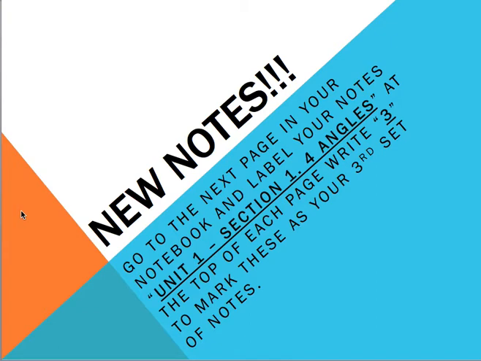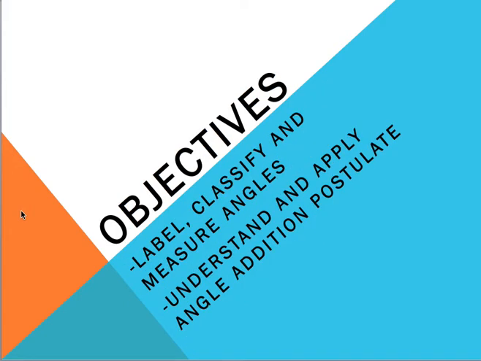Alright, so you just took notes on segment addition, so you want to either flip the page or turn to the next page and label the top of it Unit 1, Section 1.4, Angles. At the top right hand corner of this page, you want to write a number 3 to signify that this is your third set of notes. Your objectives for this set of notes are listed on the slideshow. We will be talking about both of these objectives, so if you need to pause the slide, you can, but I'm going to move forward.